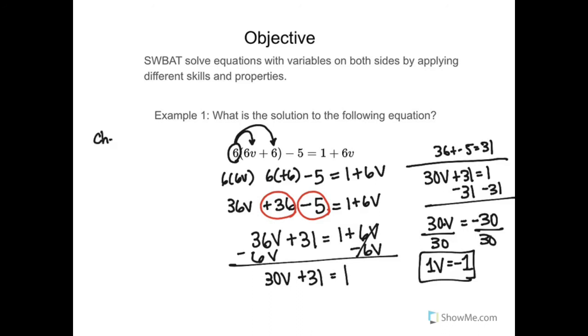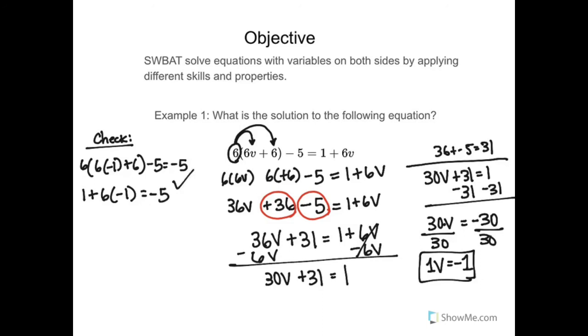So if I'm checking, all I have to do is take the variable and plug it into my equation. So first I'm going to check the left-hand side, and we have 6 times negative 1 plus 6 minus 5, and I'm going to see what that gives me. And then the right-hand side, I have 1 plus 6 times negative 1, and see what that gives me. And you will see that both of these sides will give you a value of negative 5, which means our answer is correct.